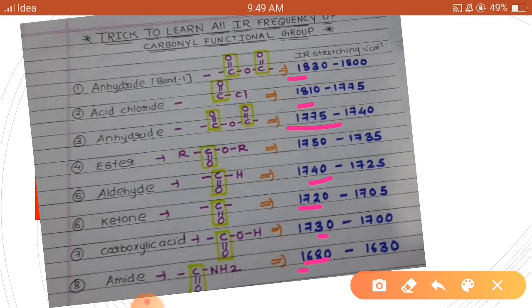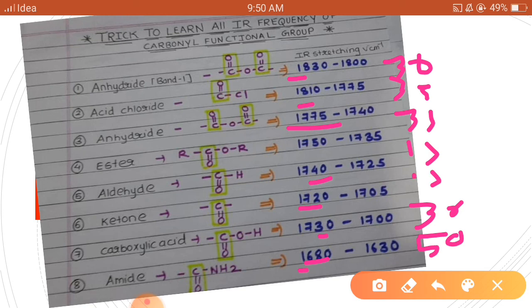We get one series. After that, we just add 30 and 30. The last one is 50. The top two are 35, 35. We subtract the respective values from 1830 and 1810, that is, from the preceding value we subtract that value. And after that the remaining are all 15, 15. We subtract that value and we get this range. By doing such a trick, we get all the stretching frequencies of the carbonyl compounds in the easiest way, in a decreasing order of the carbonyl frequency, with the proper functional group.